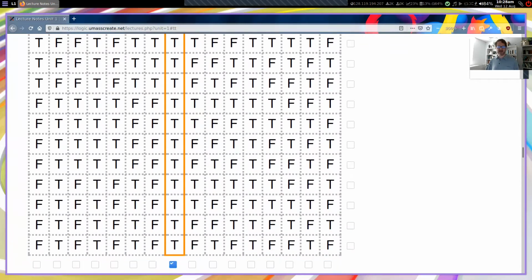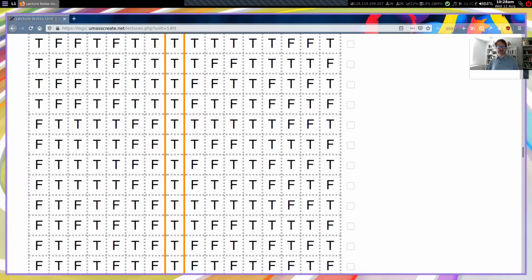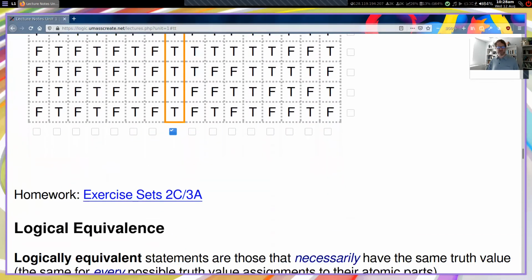Now, I'm not going to go through this entire table here, but you see that it's true for every possible combination. All 16 of the possible combinations come out true, so that makes it a tautology.